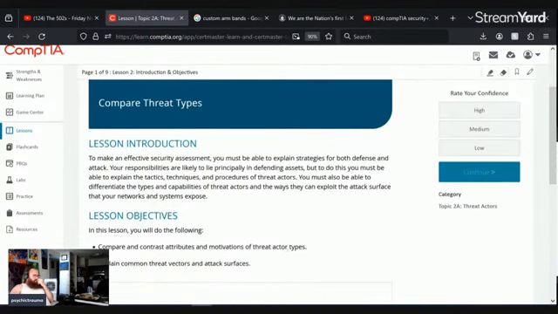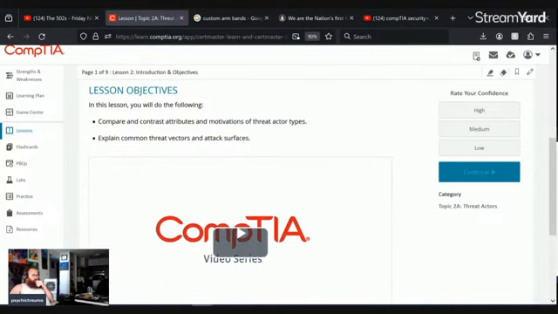Lesson objectives. In this lesson, you will do the following. Compare and contrast attributes and motivations of threat actor types. Explain common threat vectors and attack surfaces.